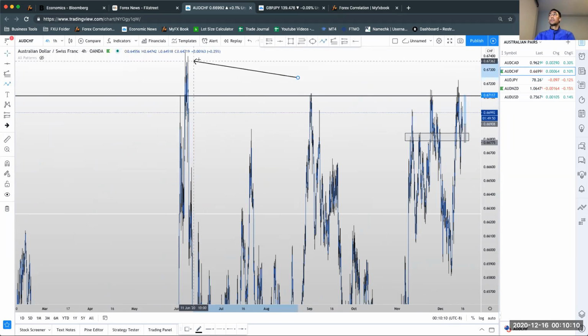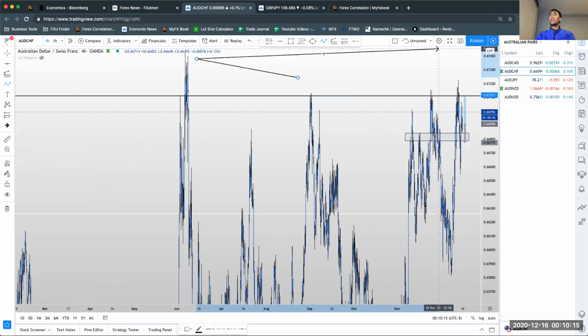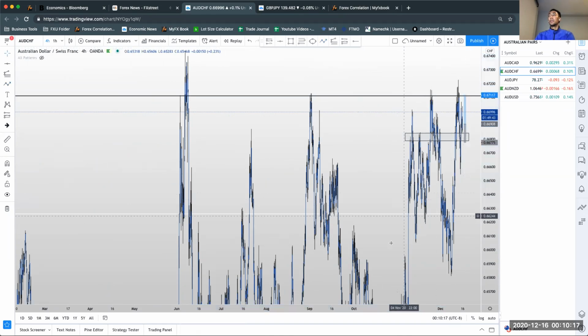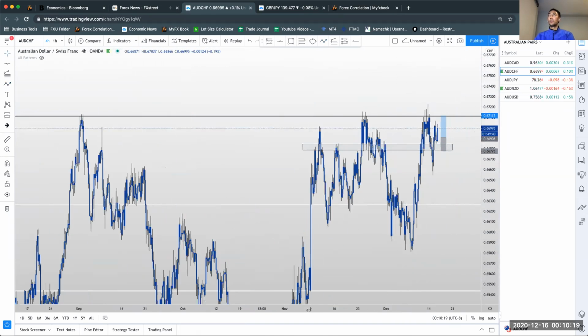Just looking at this price action right here. So there might be one more break and retest before a huge push to the downside, or a market crash in the stock market.